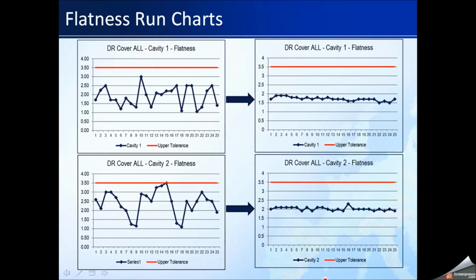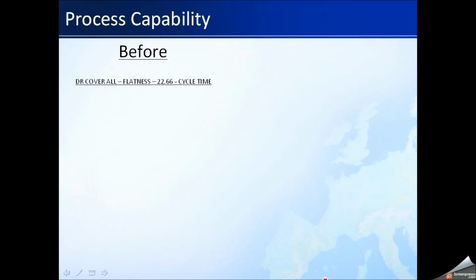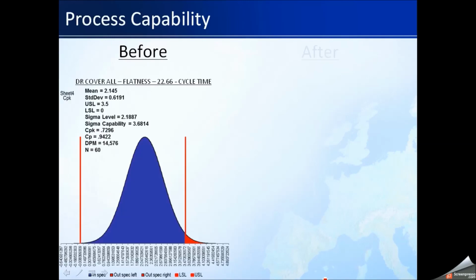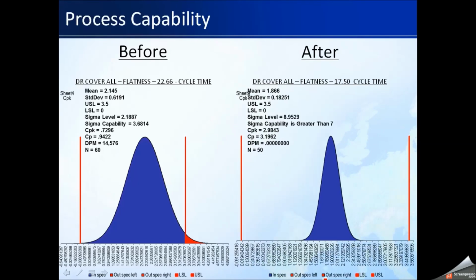Look at that. So now, process capability before, process capability after. Fantastic. We are pretty much defect free. And take a look at the numbers at the top. Look at the cycle time. The cycle time has come down by 4 seconds, 5 seconds. We've knocked 20%, probably more, off the cycle time, and we've increased the process capability.